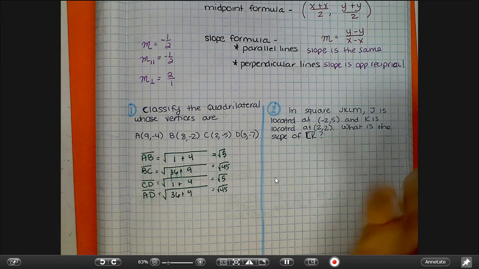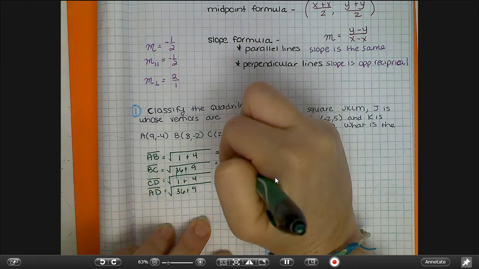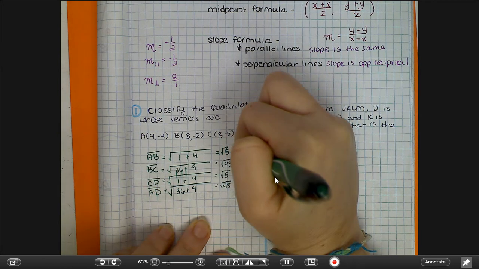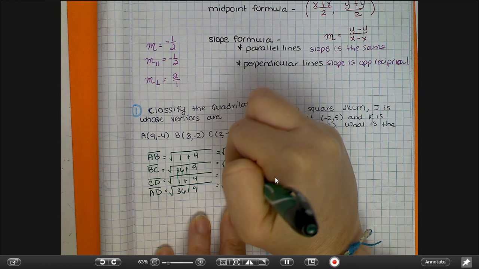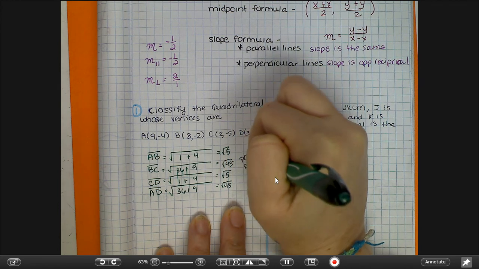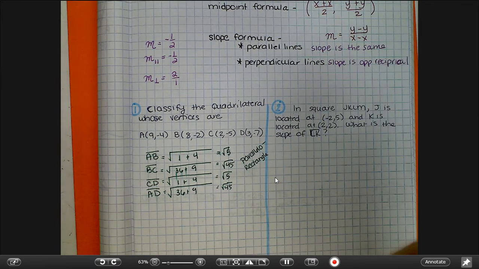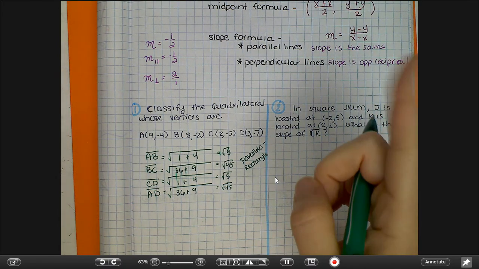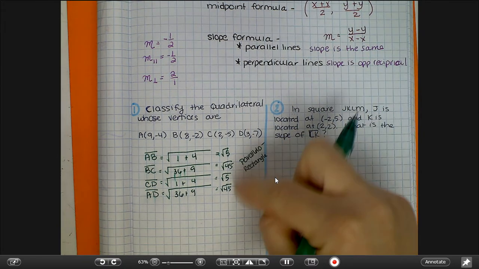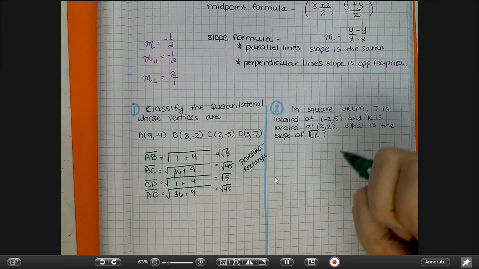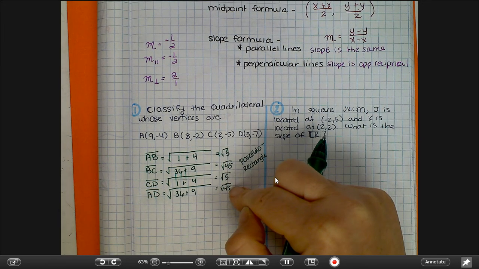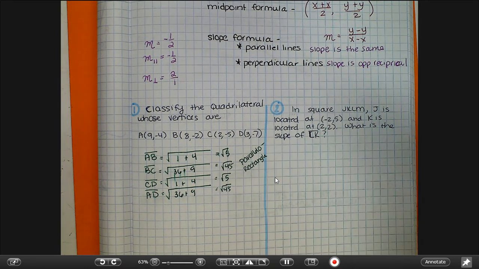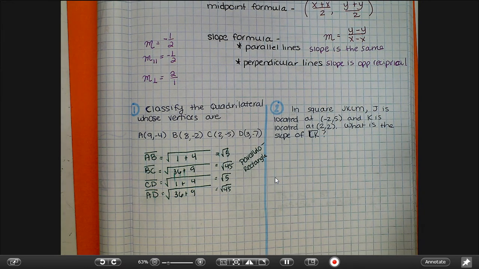So this could be a parallelogram. It could be a rectangle. It could not be a trapezoid. It could not be a rectangle or a rhombus or a square, because it has too many congruent sides, they would all be the same. So we're kind of narrowing down between a parallelogram and a rectangle at this point.